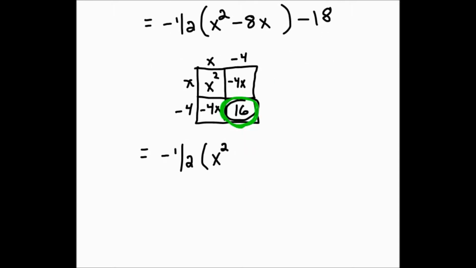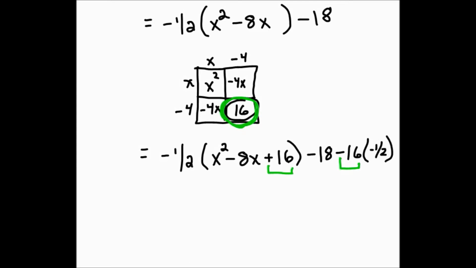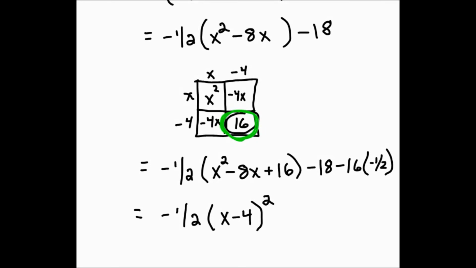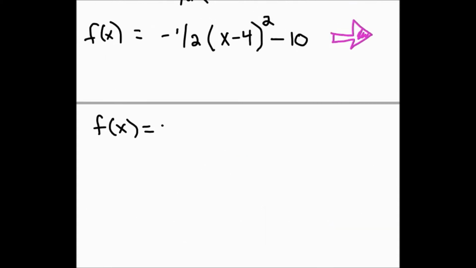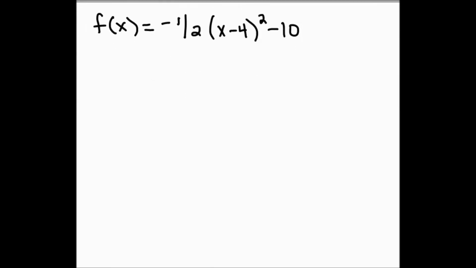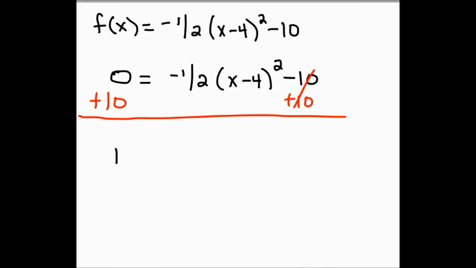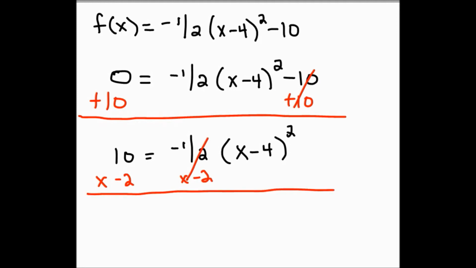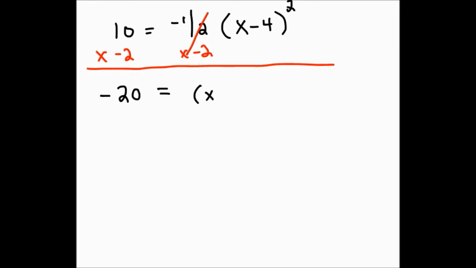So I'll add 16 in my group, and I'll also subtract 16 times negative 1/2, not forgetting to multiply by my a value. So that simplifies to negative 1/2 times the group x minus 4 squared, and the end of that all simplifies to minus 10. So now I need to set f of x equal to 0, now that I have it in vertex form, and I'll add 10 to each side, and then I get negative 1/2 times the group x minus 4 squared. Multiply by negative 2 to get rid of that negative 1/2. And I have negative 20 equals the group x minus 4 squared.